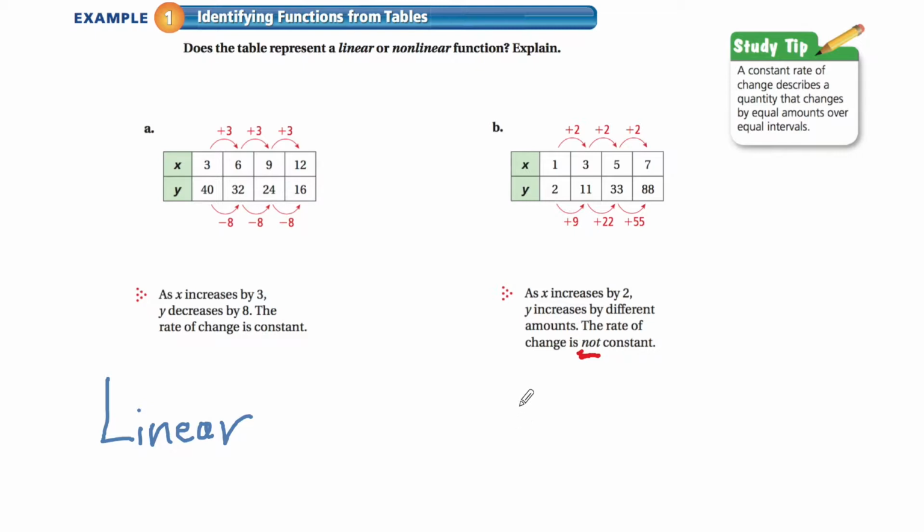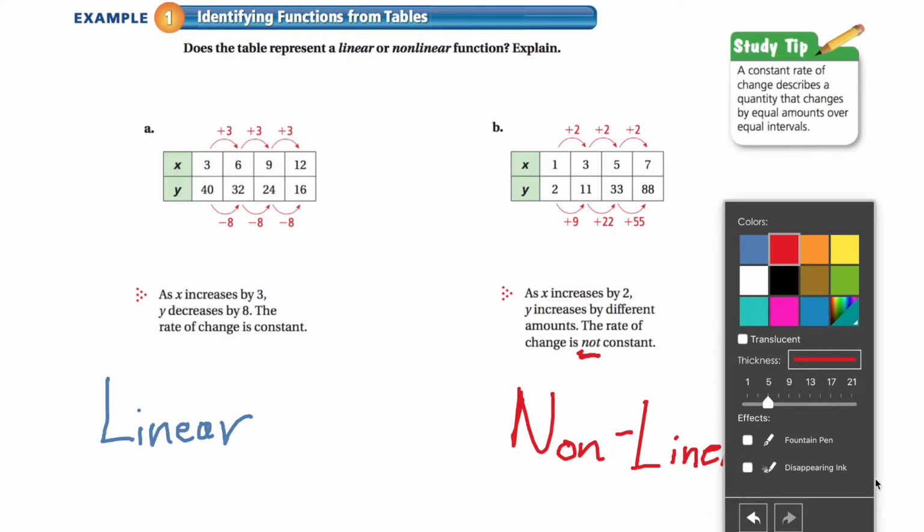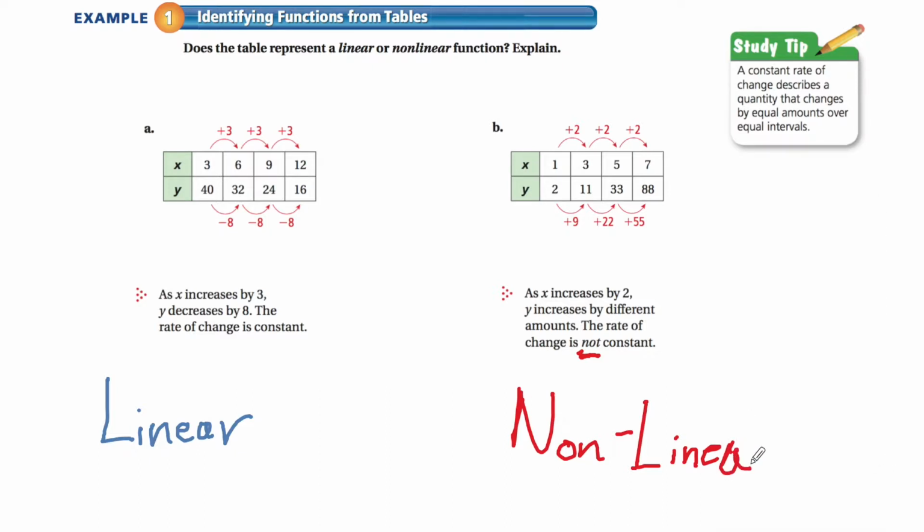Therefore, this is a nonlinear function. So if the rate of change is constant, it's a linear function. If the rate of change is not constant for both x and y, it has to be for both x and y. If it's not constant, it's nonlinear. Not constant, nonlinear.